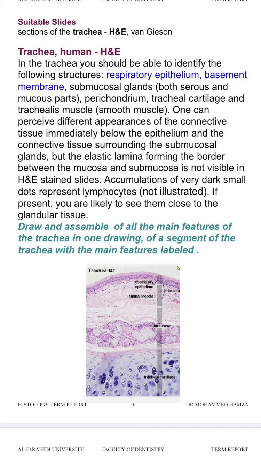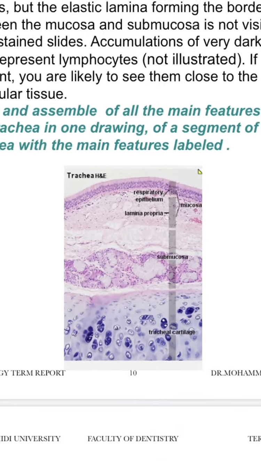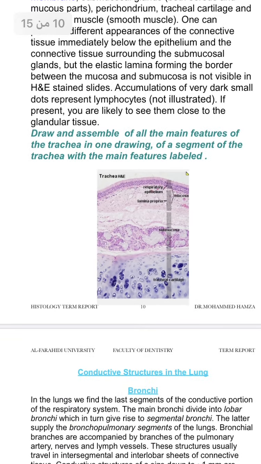One can see different appearances of the connective tissue immediately below the epithelium and the connective tissue surrounding the submucosal gland. But the elastic lamina forming the border between the mucosa and the submucosa is not visible in the staining process. We here see the drawing assembling all the main features of the trachea in one drawing, and a segment of the trachea with the main features labeled. We see it in this slide.